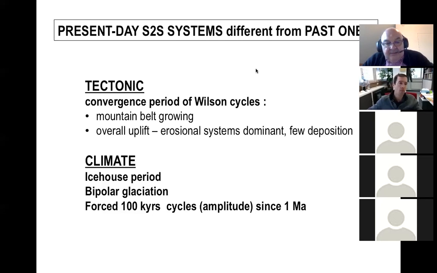And in terms of climate, we are in an icehouse period, and there are discussions, but probably for 5-6 million years we have been in a bipolar glaciation. So it never occurred before. That's the first time that we have a bipolar glaciation, Antarctica and the Arctic. And we have something that also seems unique in terms of geological history: a forced 100,000 year cycle since 1 million years. So it means that we really have to think differently about the past and the future, even if the processes and the way the system behaves are of course the same.